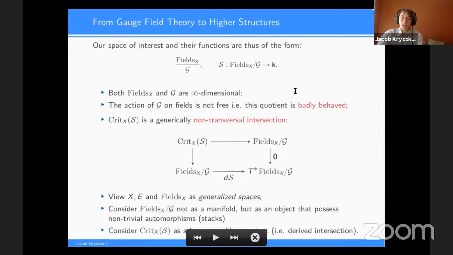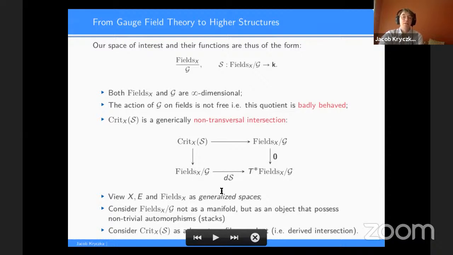Typically, both fields and the space of gauge symmetries are often infinite dimensional. The action of this gauge group on the space of fields is not a free action, so this quotient is typically quite ill-behaved. And moreover, the space of critical points is well known to be a non-transversal intersection given by a fiber product here, or homotopy pullback.